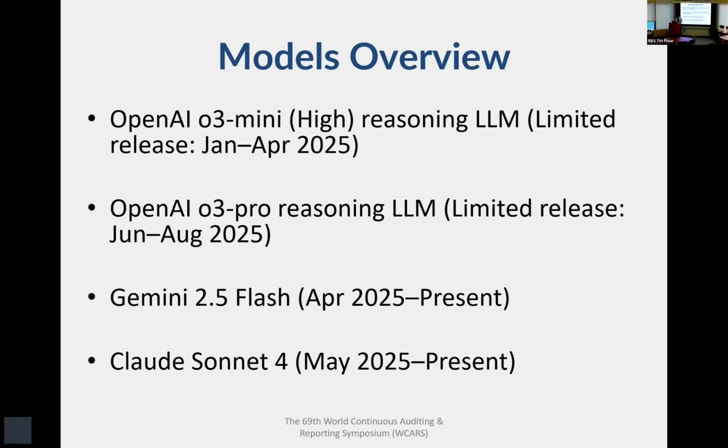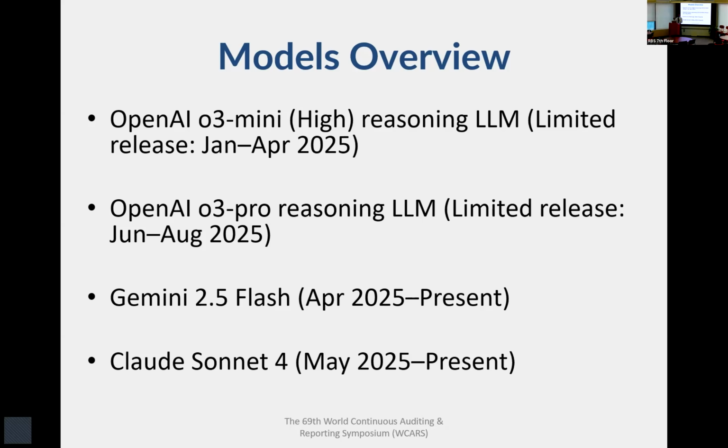And when we talk about token context, the O3 Mini High at that time had a 200,000 token context window with 100,000 output tokens. The same configuration for O3 Pro. Gemini 2.5 Flash had a 1 million context window with a little over 65,000 output tokens. And then Claude Sonnet 4 varied by user if you're using the free version. And then paid users had up to 1 million context window with 64,000 output tokens.